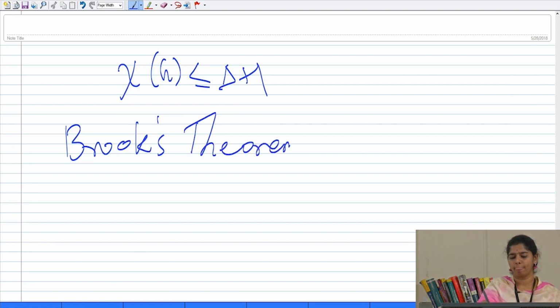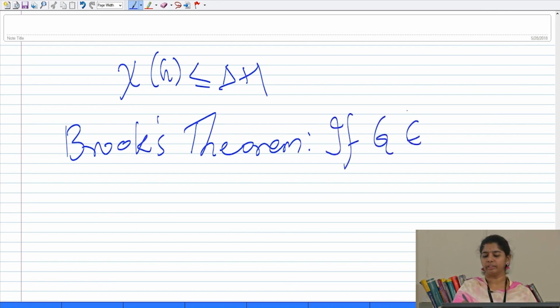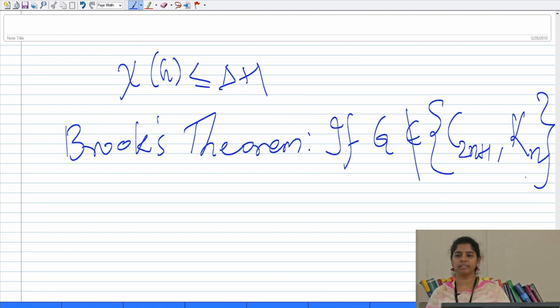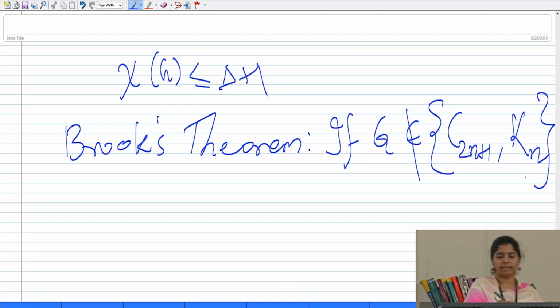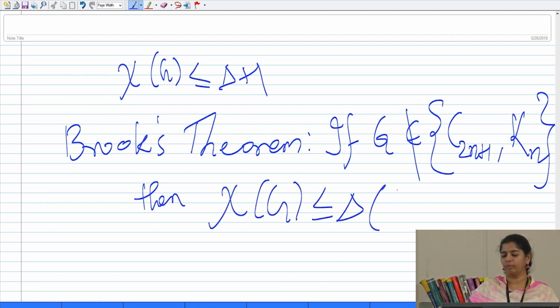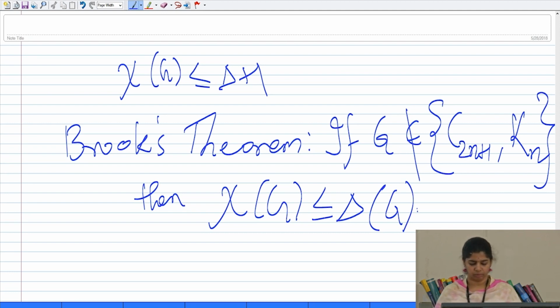by Brooks which states that if G is a graph such that it is neither an odd cycle nor a complete graph, then chi of G is going to be less than or equal to delta of G. Because these two are the special cases where we require delta plus 1 colors. Kn has n minus 1 as delta, right. So, we require n colors, similarly C2n plus 1. So, this is Brooks theorem.